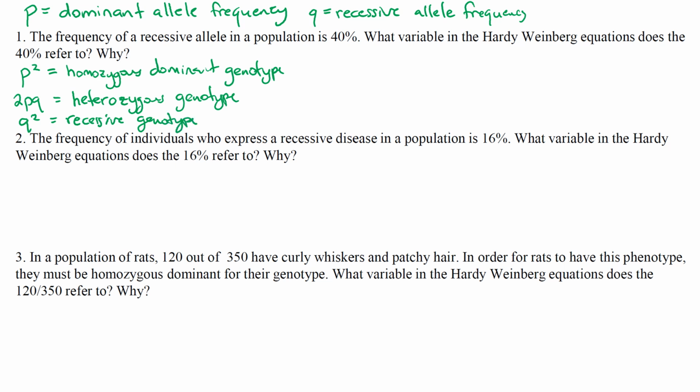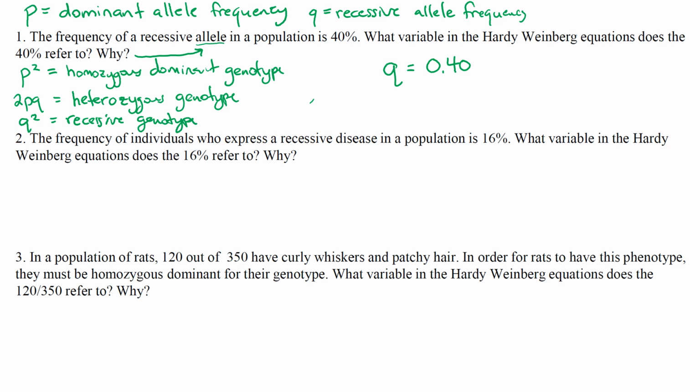Now, with this stated, let's check out the first problem. The frequency of the recessive allele, stop. So that tells me I can only pick one or the other. It's going to be either q or q squared. And since it says allele here, we know that this is my q. So again, q is equal to 0.40. Okay, so that's the variable that the Hardy-Weinberg equation is referring to. And like I said, I see this word there, allele.